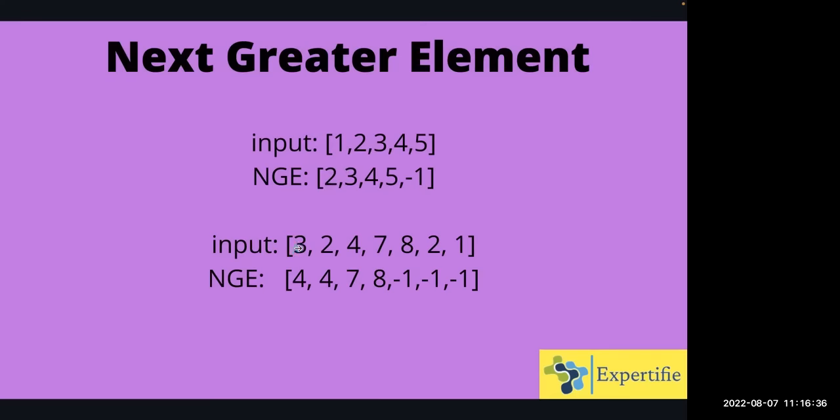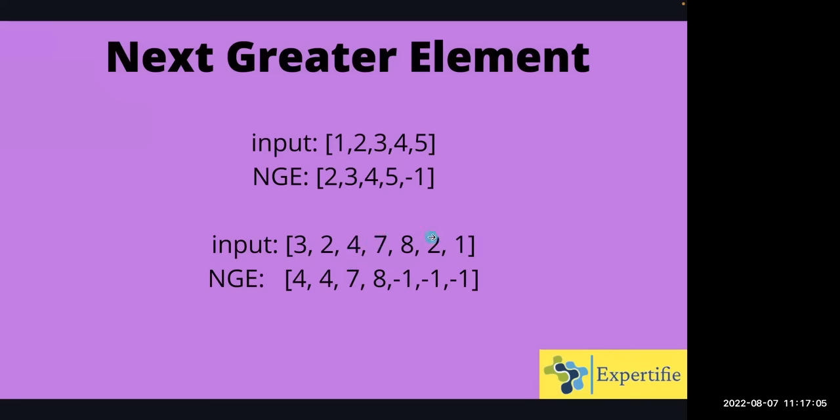Similarly, in this input, 3, 2, 4, 7, 8, 2, 1. What will be the next greater element of 3? Ahead of 3, I'll start moving and see which number is greater than 3. I get 4. So 4 becomes the next greater element of 3. Ahead of 2, which element is greater than 2? 4. So I write 4. Ahead of 4, which number is greater than 4? 7. Ahead of 7, which number is greater than 7? 8. Ahead of 8, which number is greater than 8? None of them. So minus 1.